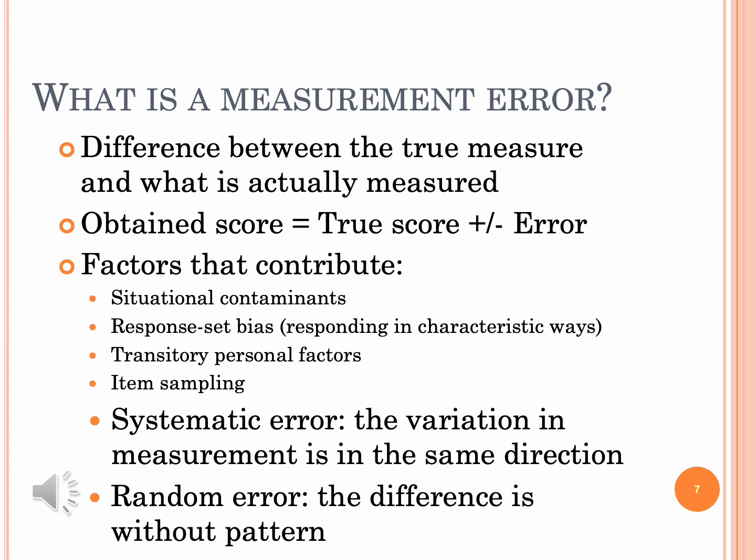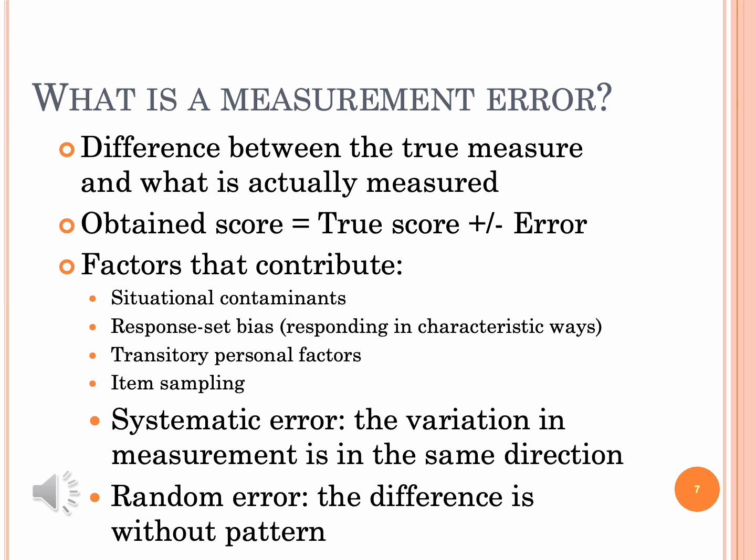Transitory personal bias, personal factors could be people that feel very tired on a specific day, or they don't feel very well, and therefore they cannot concentrate and they don't read the questions very well. And then there is item sampling. It may be that you have items in your questionnaire that do not really measure that specific concept. And that is why you need to look at that very carefully before you administer or decide on a specific questionnaire.